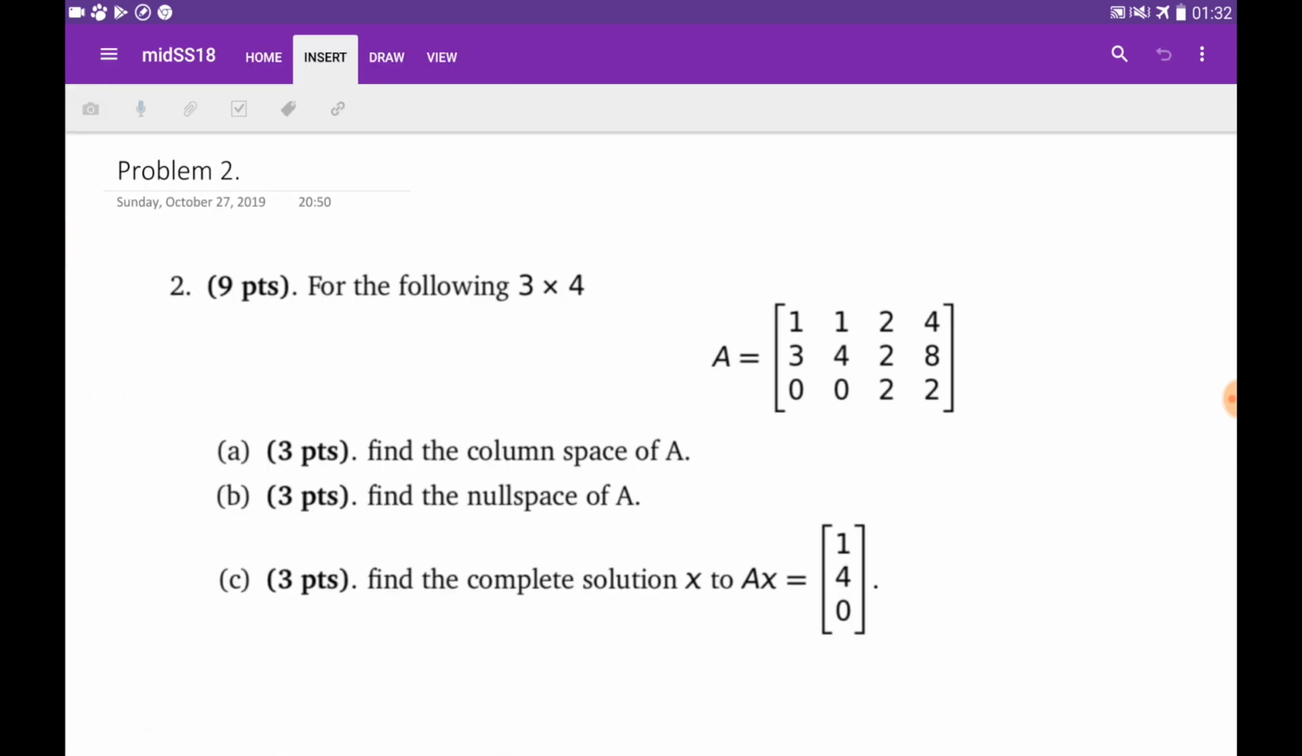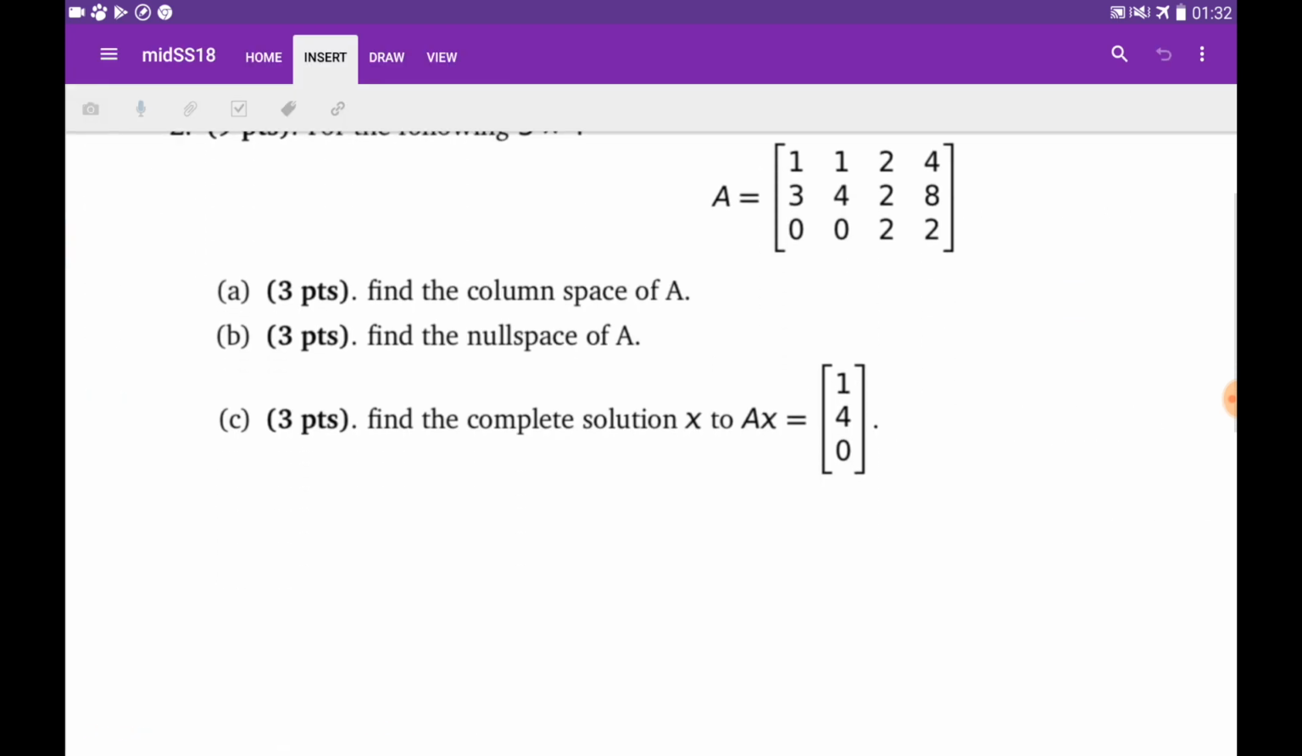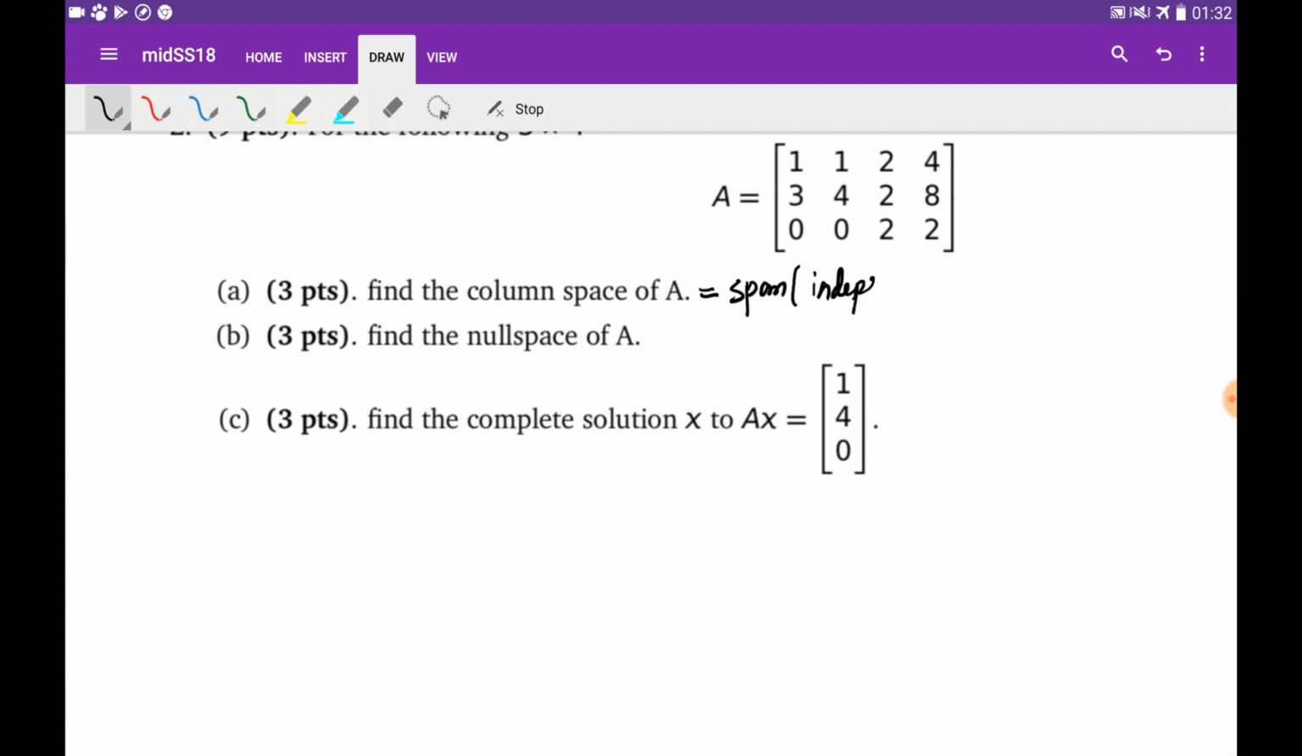The second problem is about the vector spaces of the matrices. First of all, we need to find the column space. The column space of the matrix is the span of the independent columns of the matrix.